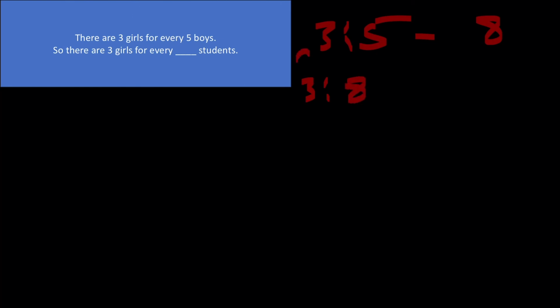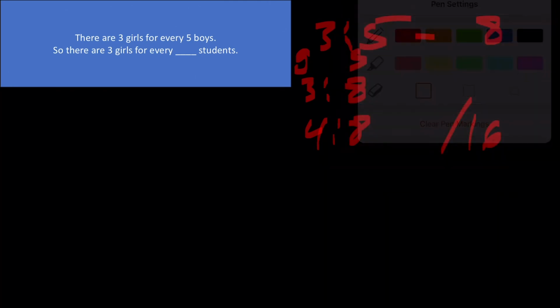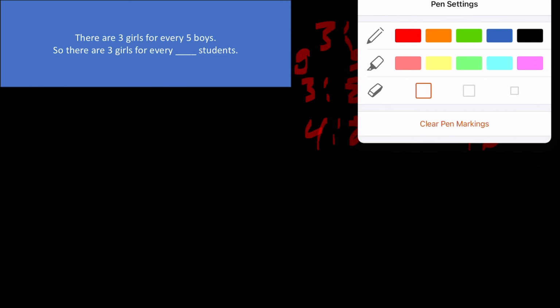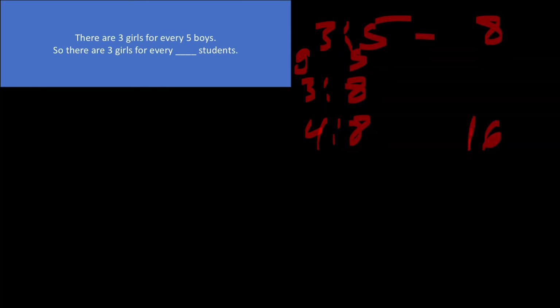And this is girls to students. I could also ask the question, how many boys? And it would be a 5 to 8 ratio for how many students. And then I can say, you know what, if I had 16 students, right, that's double that, multiplied by 2.